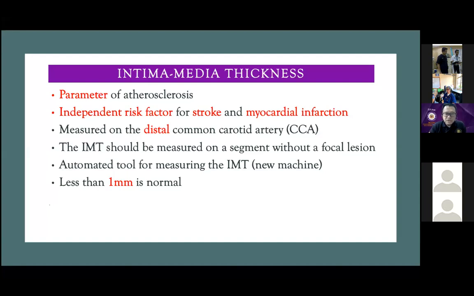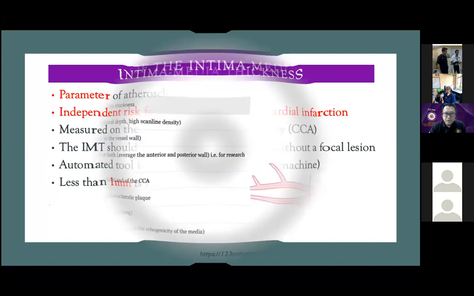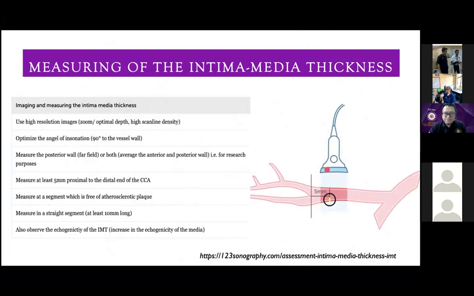Is there an automated tool for measuring the IMT? Yes. Nowadays, most of our ultrasound machines have auto-calculation software. So hit the IMT button, and it will help you identify and calculate the intimal medial thickness. We take the cutoff point as 1 mm: less than 1 is considered normal, more than 1 is considered abnormal. Okay, so where should we measure? As we discussed earlier, it should be at the distal end of the CCA.